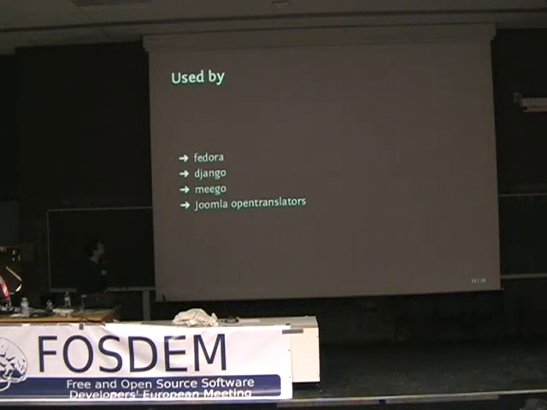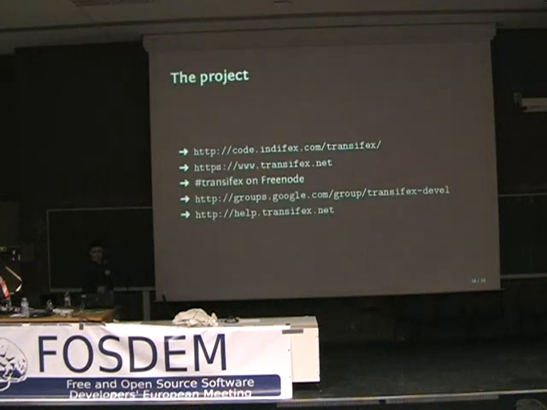Transifex itself is used by many open source projects. The most prominent ones are Fedora, Django, and Miro. It's also used by the Joomla Open Translators community to translate the Joomla extensions. It all started with Fedora, actually.